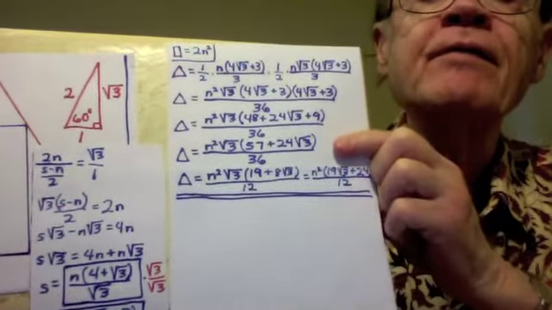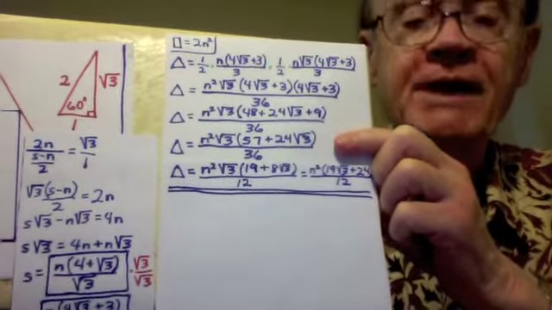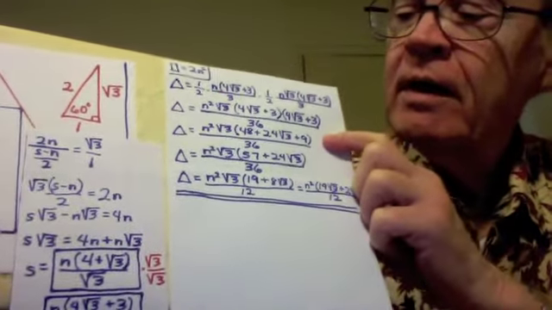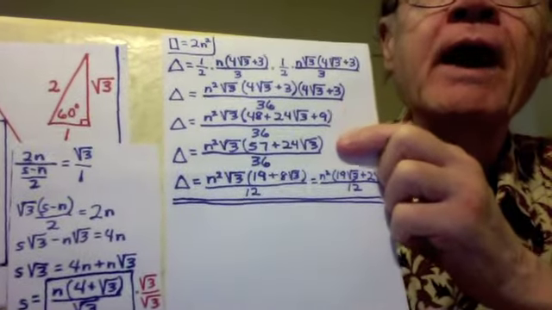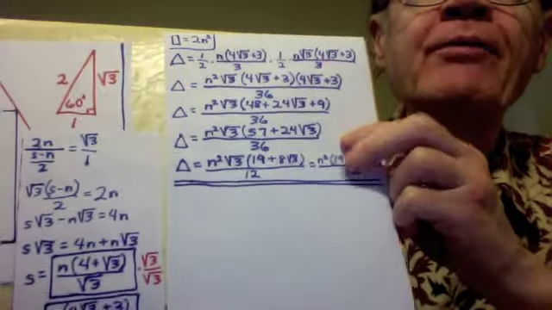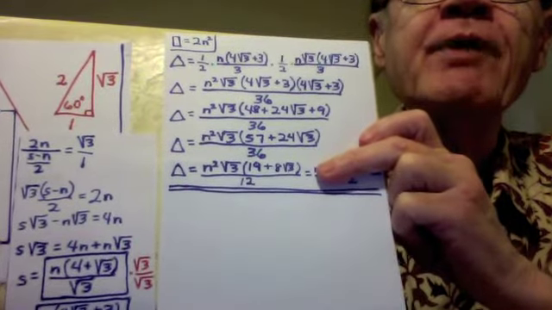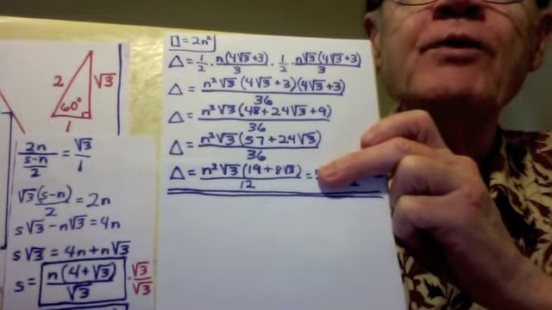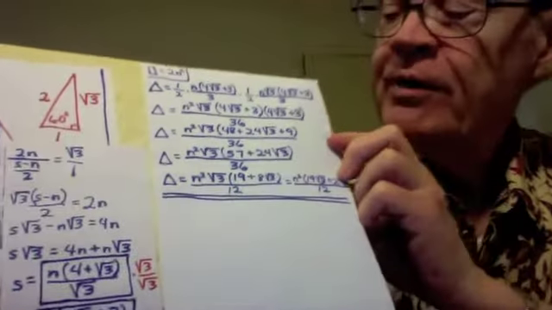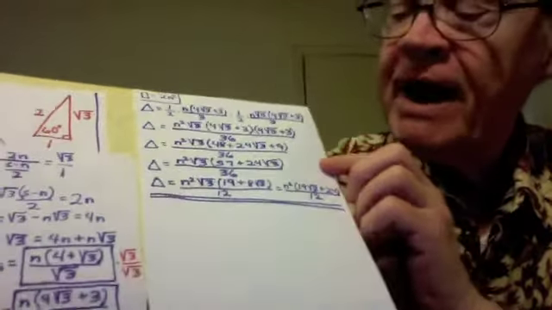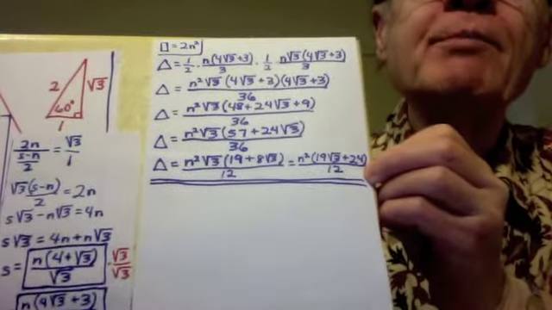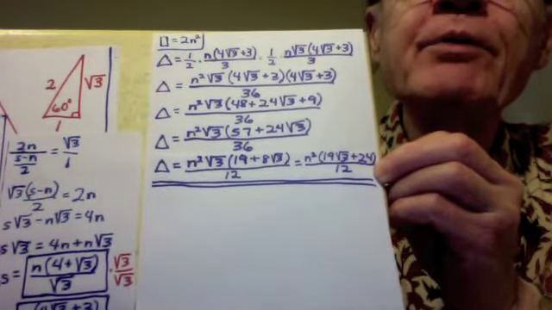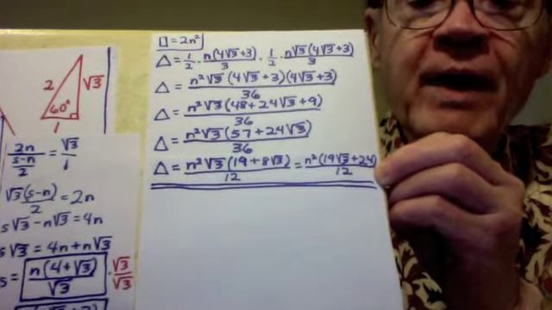In this expression, 57, 24, and 36 are all multiples of 3. I can factor out the 3 from the expression in parentheses in the numerator and divide both numerator and denominator by 3, and I get this new expression. The area of the triangle equals n squared root 3 times (19 plus 8 root 3) over 12. I distribute the root 3 to the expression in parentheses, and I get what is probably the simplest version of the area of the triangle, n squared times (19 root 3 plus 24) over 12.